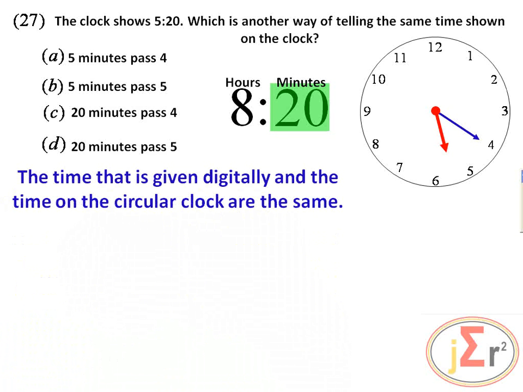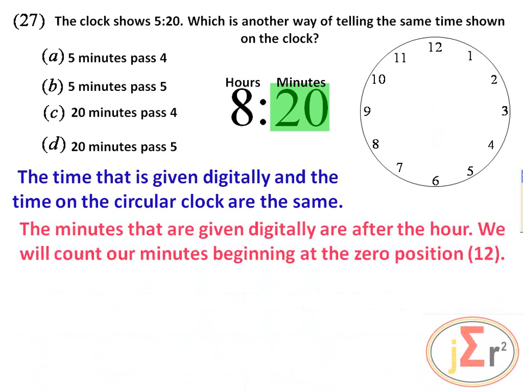The clock shows 5:20, which is another way of telling the same time shown on the clock. The time that is given digitally and the time on the circular clock are the same, and the circular clock is more appropriately called an analog clock. One is digital and the other is analog, and they are saying the same time. The minutes that are given digitally are after the hour.